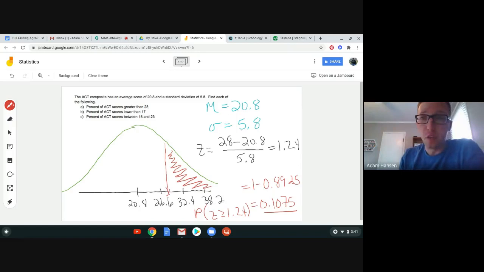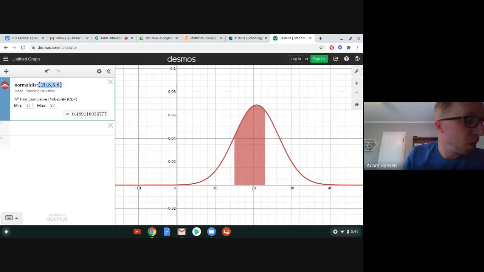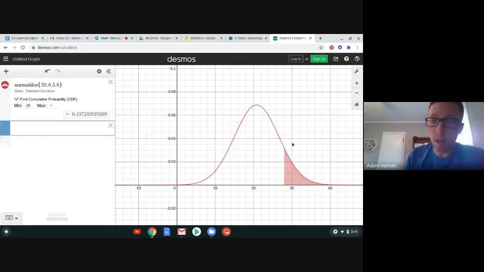Now we can find this using Desmos as well. I've got it set up with 20.8 and 5.8 as the given mean and standard deviation, and I want the part above a score of 28. So let's put a minimum score of 28 and get rid of that. We can see the right part of the distribution has been shaded over here in the graph. There is a little bit of rounding error between using the z-table by hand and the Desmos calculator, but it's approximately the same thing, about 0.1075.